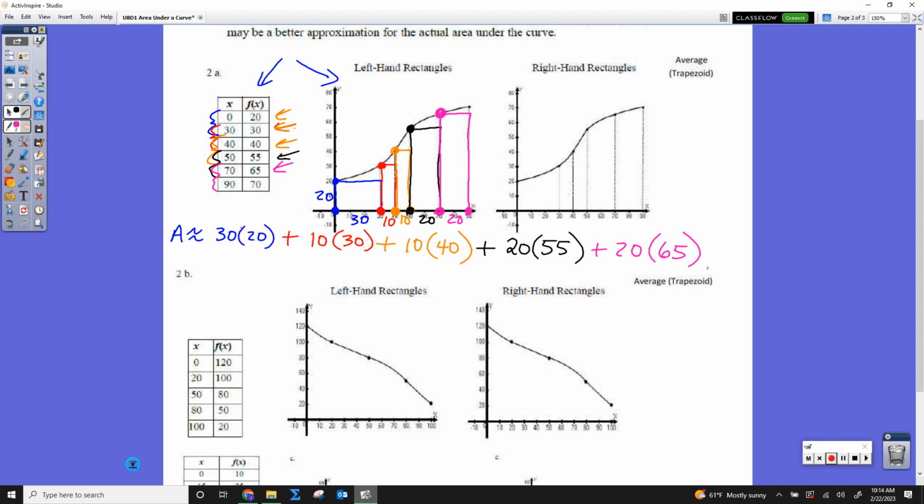math, do the arithmetic to determine what our approximate area is for this graph. So I'll let you do that for a moment. It looks like we're going to get approximately 3,700. Once again, we're doing units squared.